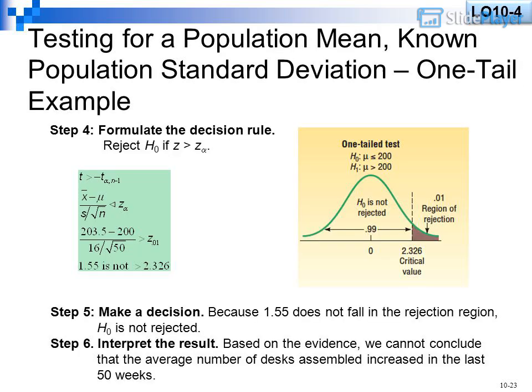Testing for a population mean, known population standard deviation, one-tail example. Step 4, formulate the decision rule. Reject H0 if z is greater than z alpha. Step 5, make a decision. Because 1.55 does not fall in the rejection region, H0 is not rejected. Step 6, interpret the result. Based on the evidence, we cannot conclude that the average number of desks assembled increased in the last 50 weeks.